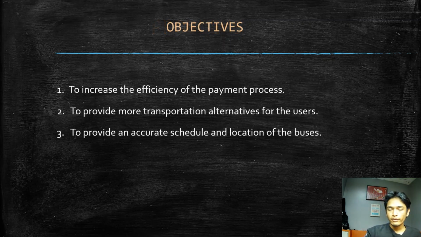The objectives of the project, firstly, we want to increase the efficiency of the payment process where we implement the cashless payment inside the UKM Go. Next, we want to provide more transportation alternatives for the users where we also provide other transportation such as cars, motorcycles, and bicycles. And lastly, we want to provide an accurate schedule and location of the buses inside the UKM Go.